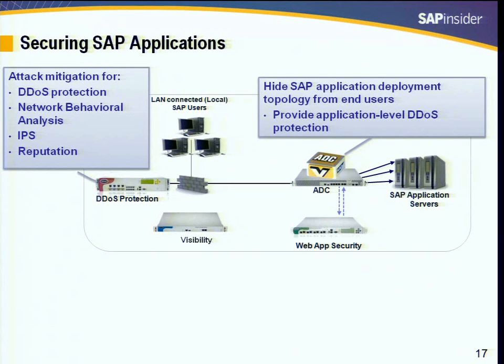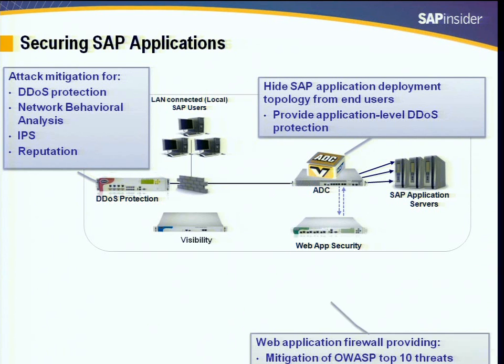But there are additional things that you can do in terms of behavior analysis, a response team, an IPS, intrusion protection systems, or based on reputation. Typically there are external services that can be checked for the reputation of a particular user. So there are reputation-based systems that can be employed to prevent these distributed denial of service attacks.